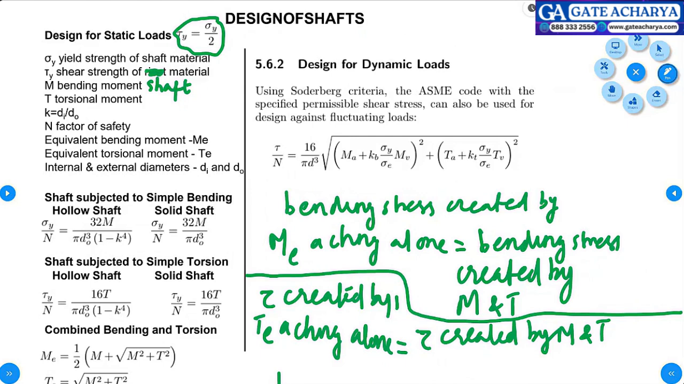Sigma y means yield strength of the material. Sigma e is the fatigue strength, endurance limit. N is the factor of safety. Using this, we can design the diameter of the shaft. Stress concentration factor for bending loads. They are giving material here. Okay, right.